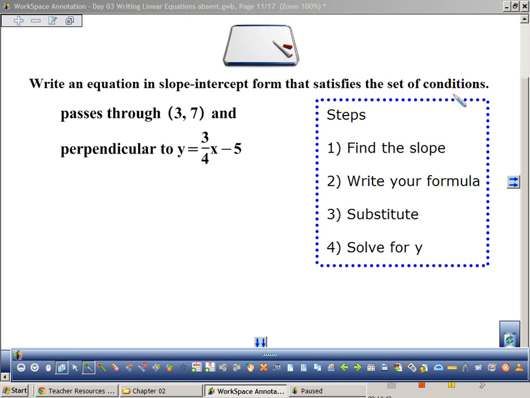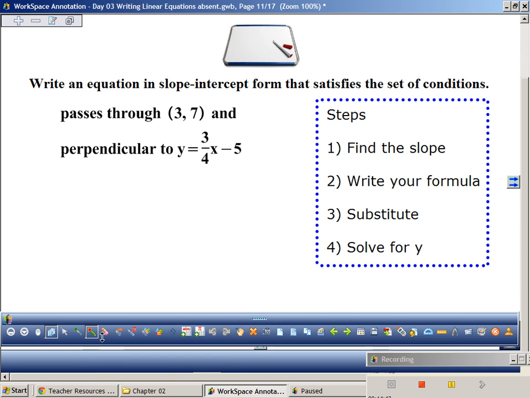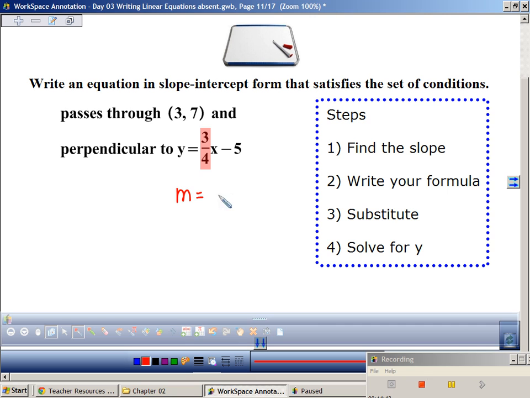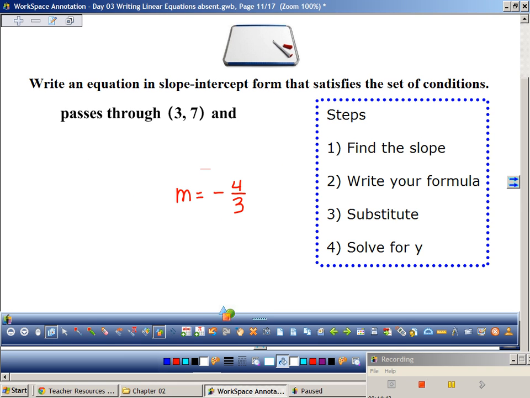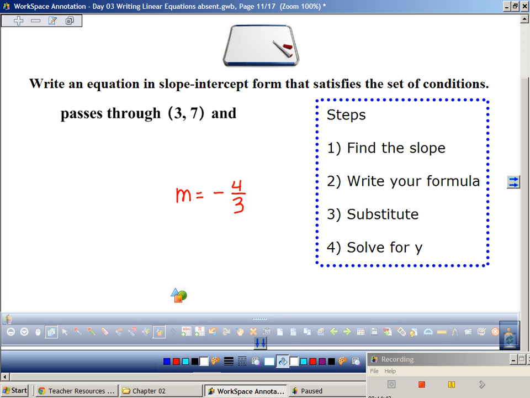Okay, write an equation in slope-intercept form that satisfies the set of conditions, passes through this point, and is perpendicular to this line. If I'm talking perpendicular, I'm only concerned with my slope. So the slope of this line is 3/4. So what's my actual slope? -4/3. That's all I needed from that. I'm done with it. Don't let it sit up there and confuse you. All you were getting from that was the slope. Because a perpendicular line is the opposite and then the reciprocal. Correct?